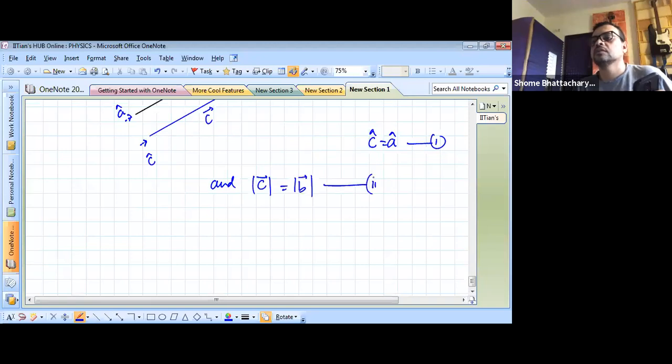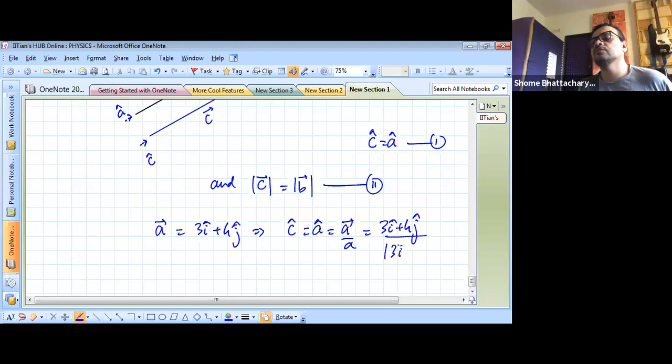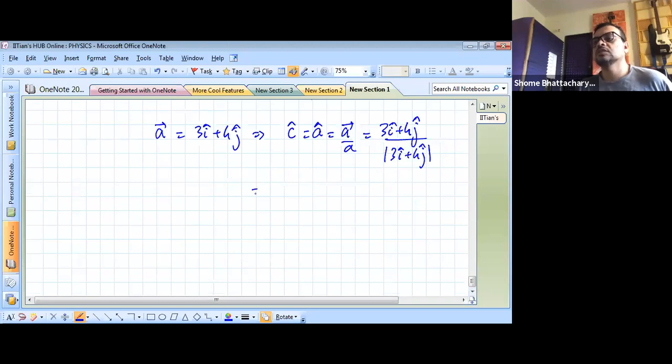So that's the same. Since A was given as 3i cap plus 4j cap, C cap, which is A cap, is A divided by mod A. So that is 3i cap plus 4j cap divided by mod of 3i cap plus 4j cap, which you know is 5. So C cap will become 3i cap plus 4j cap divided by root of 3 square plus 4 square, that's 5.